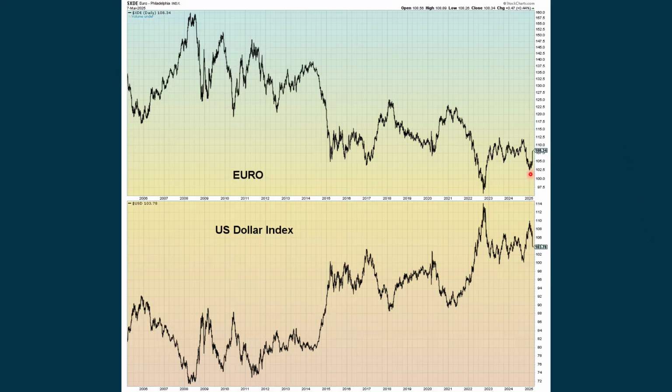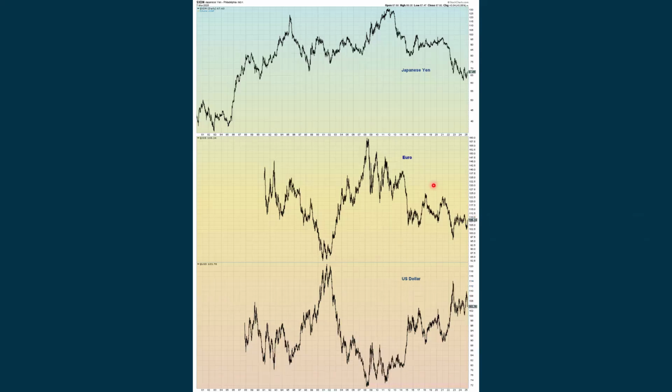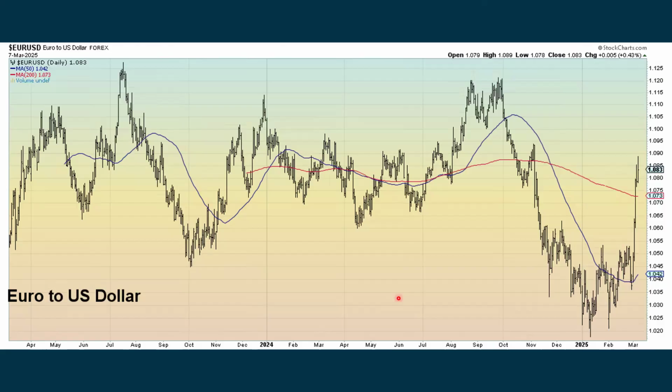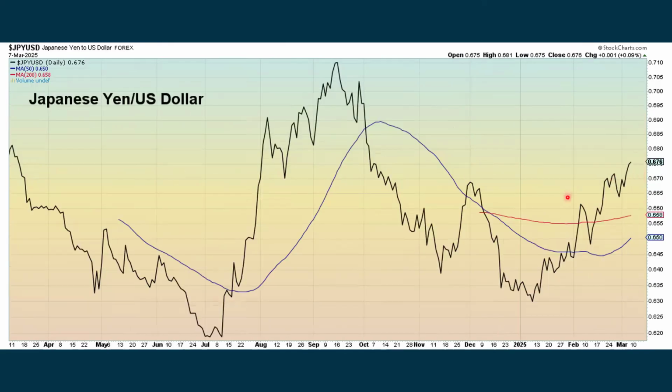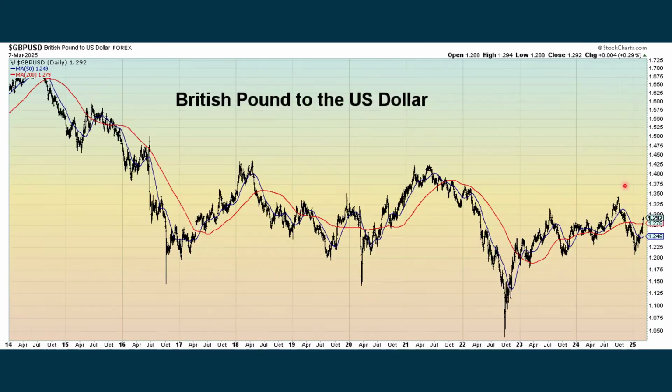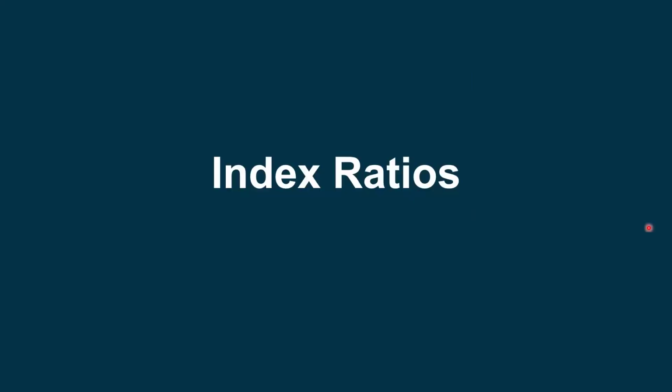And then we keep an eye on the euro and compare that to the US dollar index. These are pretty much a mirror image of each other. We also plot the Japanese yen here with the euro and then the dollar. And then we do some studies. I break it out here with the euro to the dollar, where it's in a downtrend, but you can see how it's really been surging lately. And the Japanese yen is still in a downtrend as well, but also really going up lately against the dollar. And the British pound is in a downtrend, but really moving up lately.